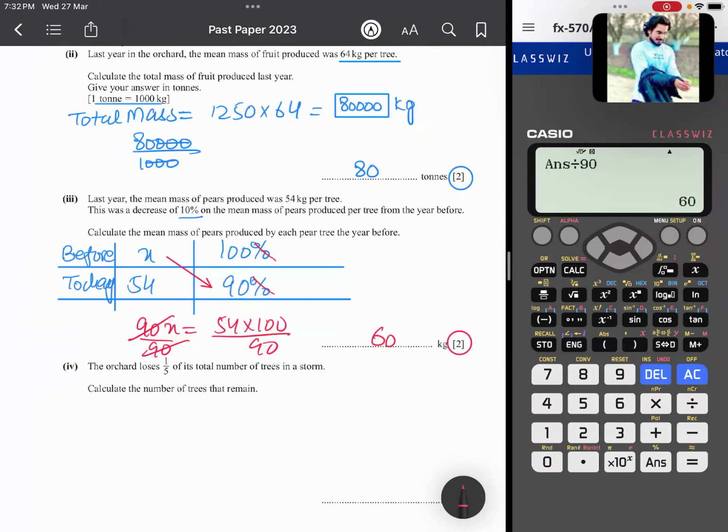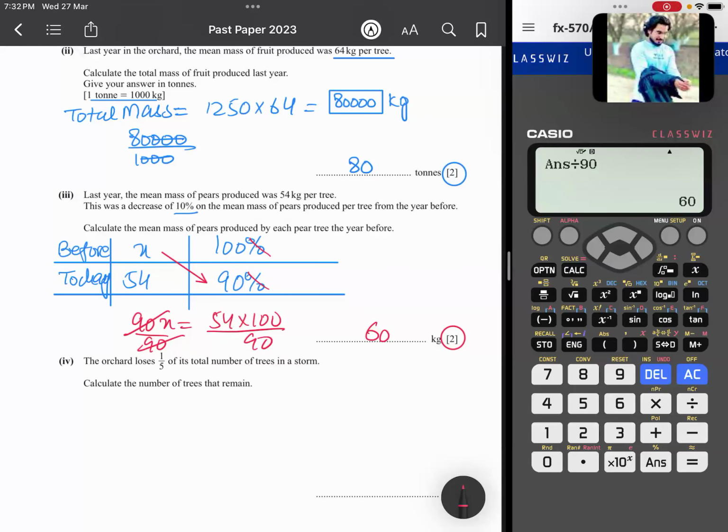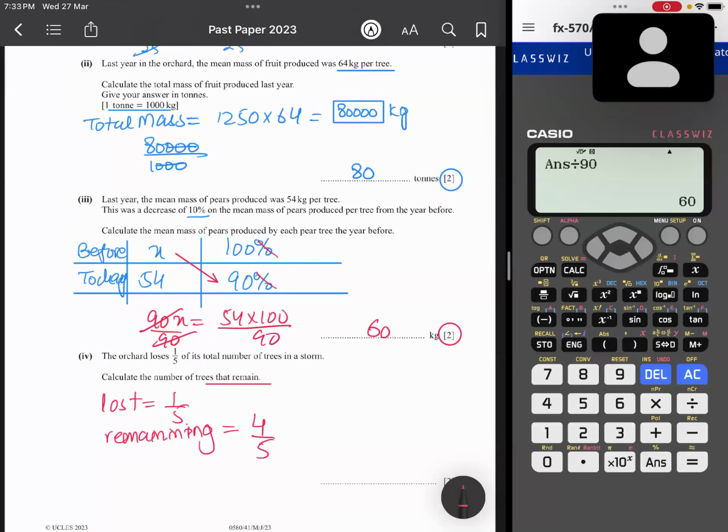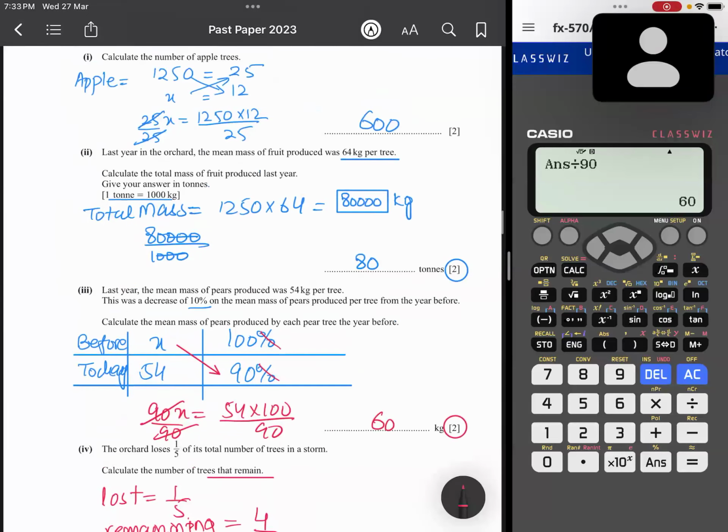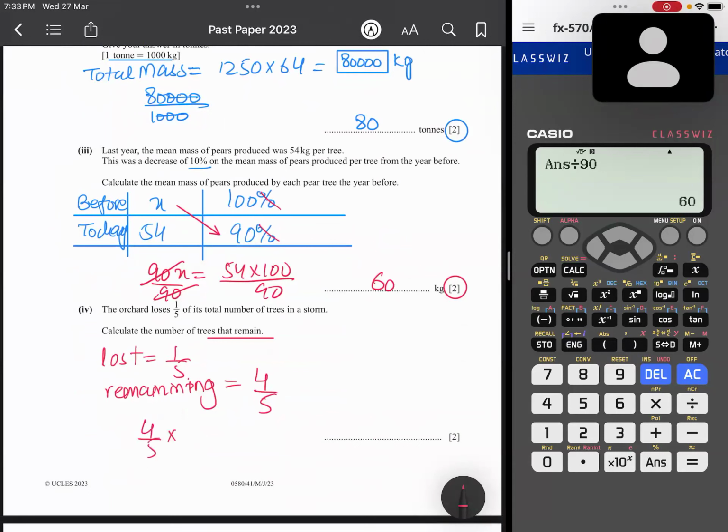Okay. The orchard loses 1 by 5 of its total number of trees in a storm. Calculate the number of trees that remain. Okay. So beta, lost trees are 1 by 5. So remaining will be how many? 4 by 5, sir. Very good. Yes, it's 4 by 5. So 4 by 5 of the total, which is 1250. So 4 divided by 5 multiplied by 1250. So 1000 trees are left after the storm.